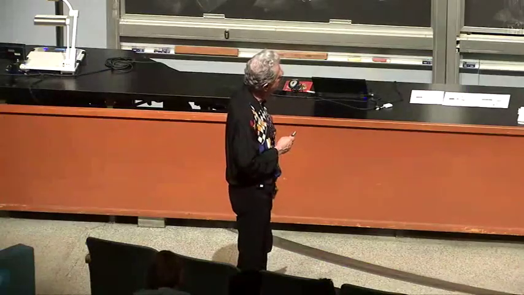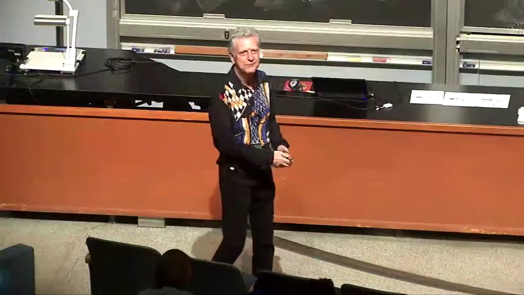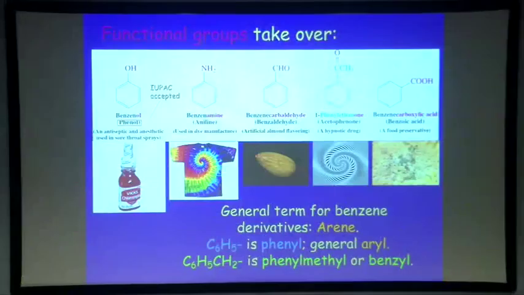In allyl, it's a CH2 next to a double bond. In benzyl, it's a CH2 next to 3 double bonds that are in a cyclic array. So these things will pop up again, and I'll remind you of that kind of naming.